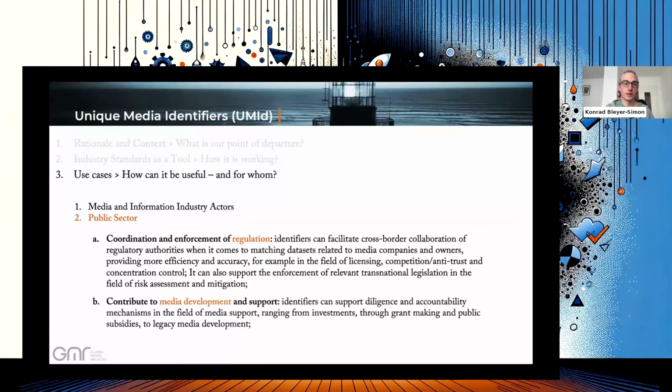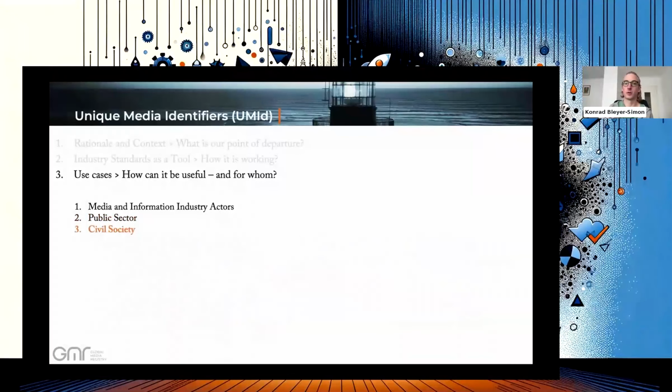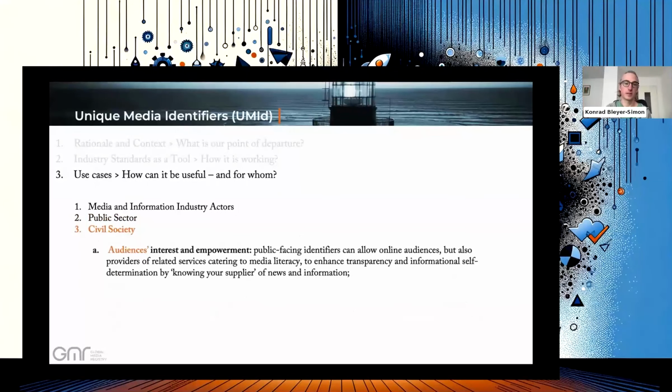The next point is contribution to media development and support. We heard from the media development community that unique media identifiers could help them identify whether certain publishers they support are producing the kind of content that they were really aiming to support, or it can also help them to identify who could be potential grantees for them. And then we can go to the next slide, the third form of usage, which is civil society.